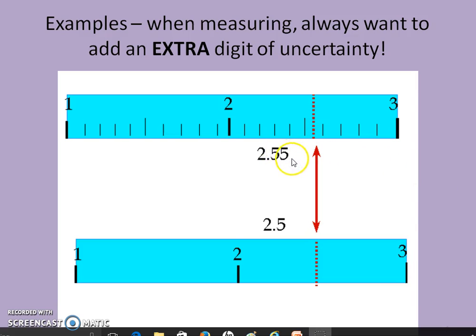But it's still always that last digit. You want to go that extra mile when you're making a measurement, because you want to make sure that that last digit is uncertain, but you still have to estimate it.